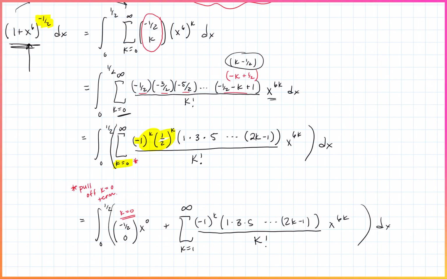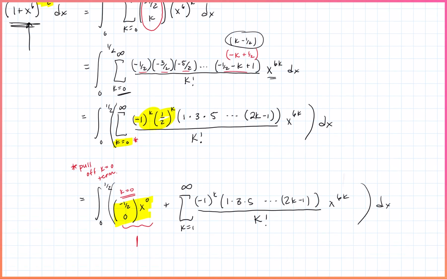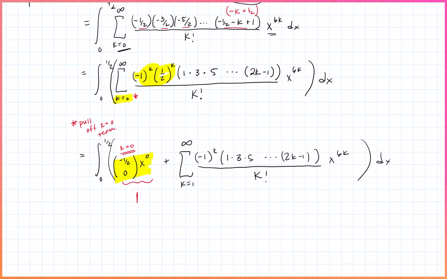Okay, so we have it written out now. As mentioned before, I had to pull off the k equals 0 term. I wrote it right here. It's going to be negative 1 half choose 0 times x to the 6 times 0, so that's, of course, x to the 0. This whole term just becomes 1 because p choose 0 is 1 and x to the 0 is 1. So this whole term is just 1, and we're going to integrate next.